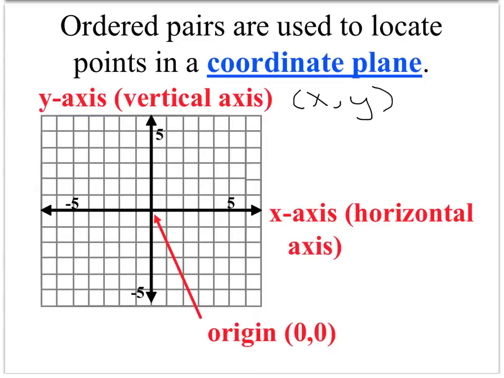If we were looking at this one right here, let's say I gave you the coordinate (3, 2). That means I go 3 units on my x-axis and then 2 units up. So my point, or my ordered pair (3, 2), would be located right there. We can mark that.